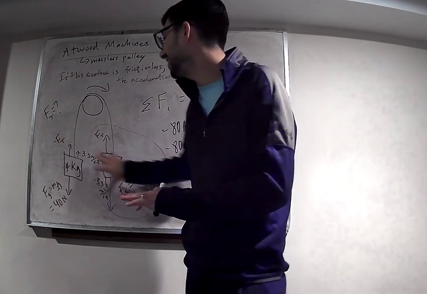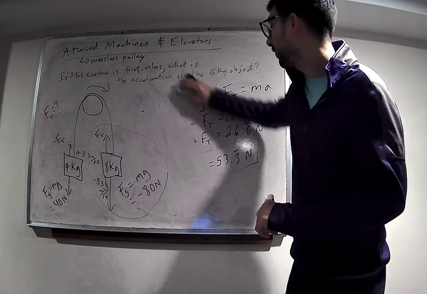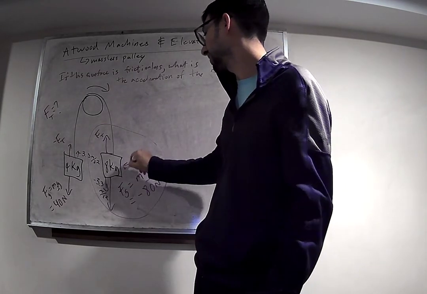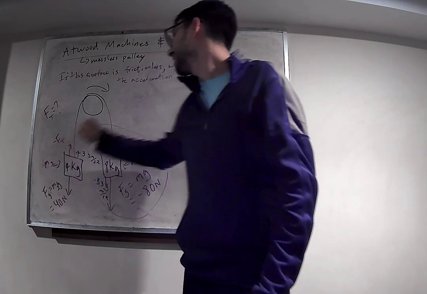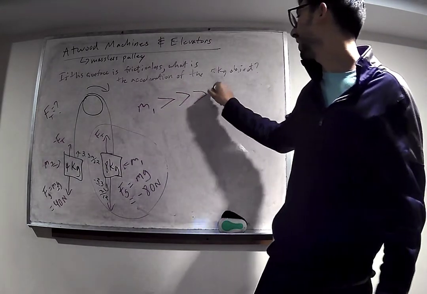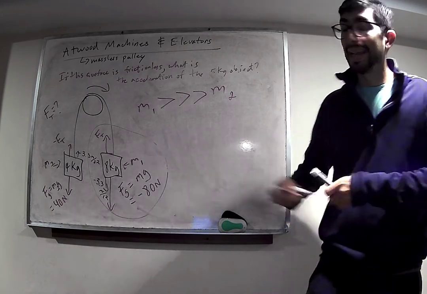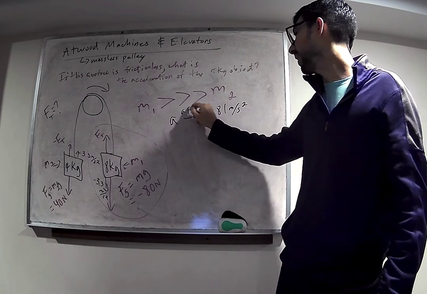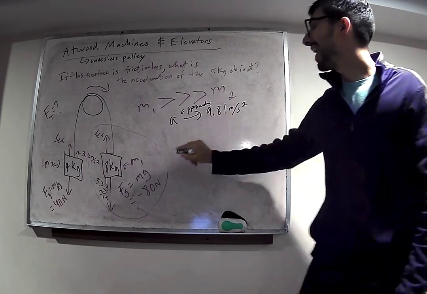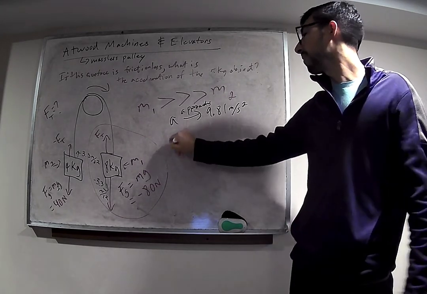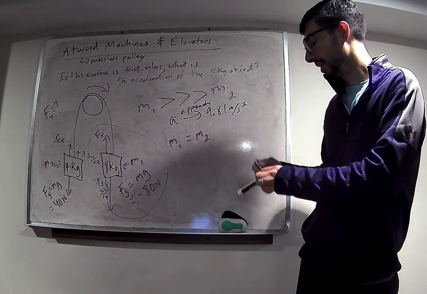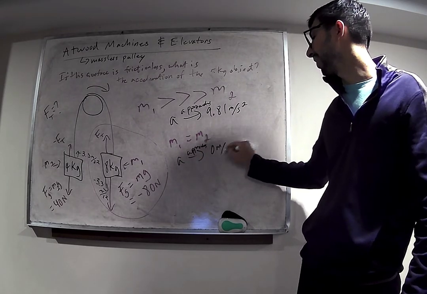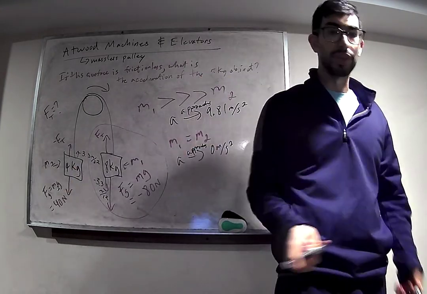As these get farther apart, if, for example, M1 is way bigger than M2, I'm calling this M1 and this M2. If M1 is way, way, way bigger than M2, the acceleration approaches 9.81 meters per second squared. As M1 and M2 become closer in value, the acceleration approaches 0 meters per second squared. If these two have the same mass, this system will not accelerate.